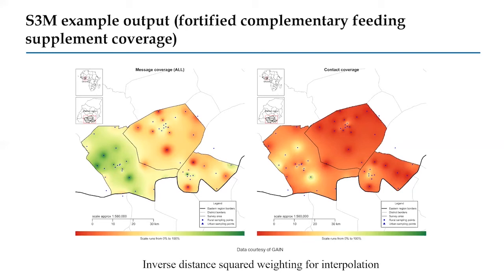And so that's providing us information about where our coverage is failing. And it seems to be failing because we haven't got the messaging right. But certainly, even when we've got the messaging right, we're not getting much contact coverage. Next slide.